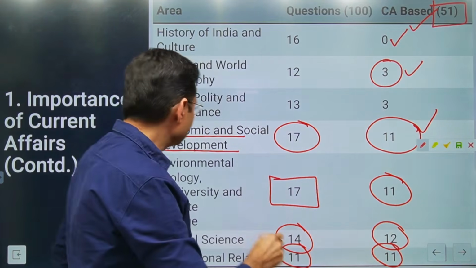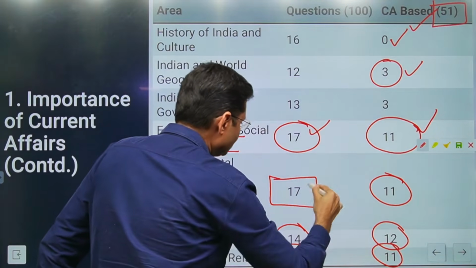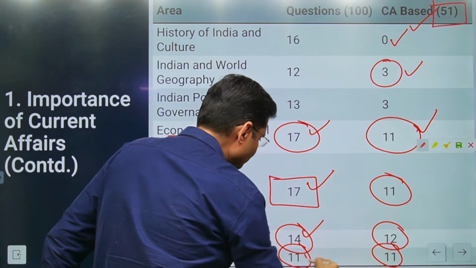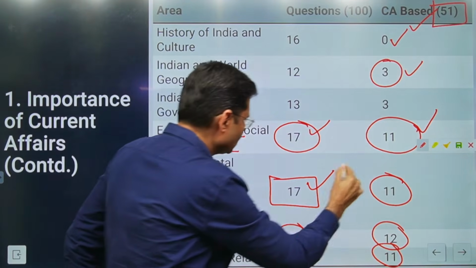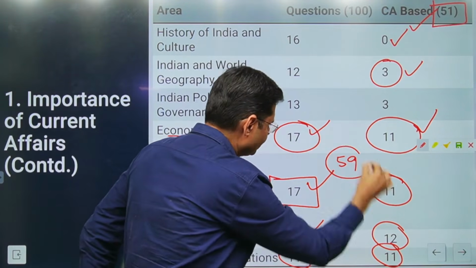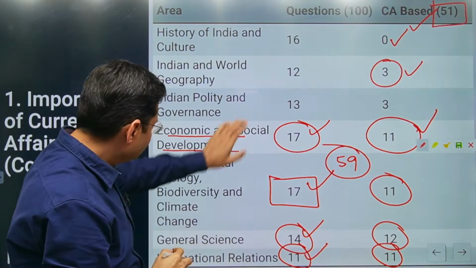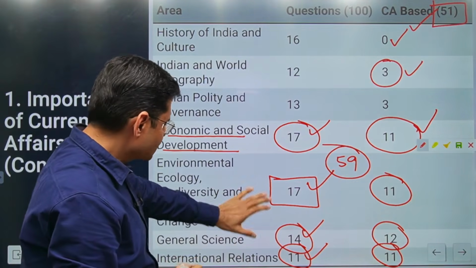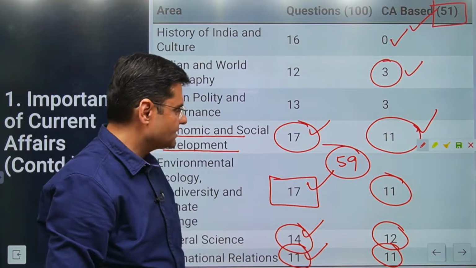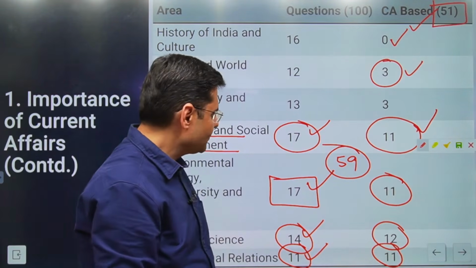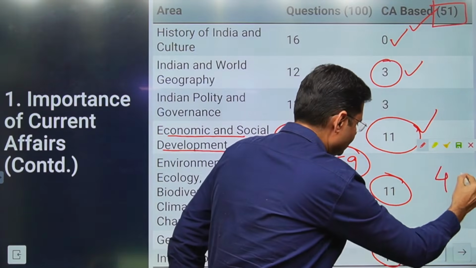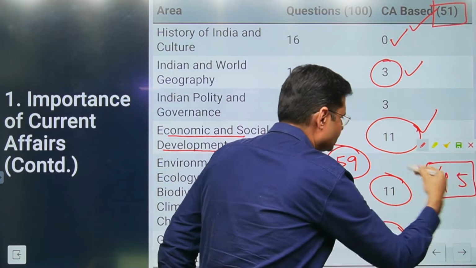So in the big three, 17 plus 17 plus 14 plus 11 questions were asked. So that makes it a total of 59 questions, right? I hope I am getting my calculation correct. Yes, so that makes it 59 questions. And out of 59, how many were triggered by current affairs? If you see, 45 questions.